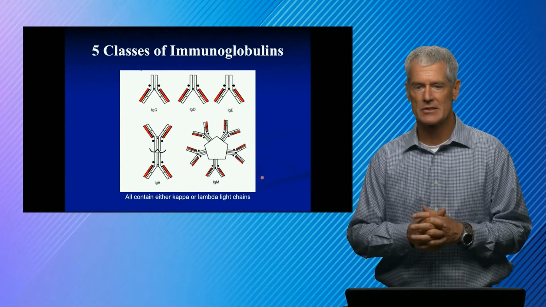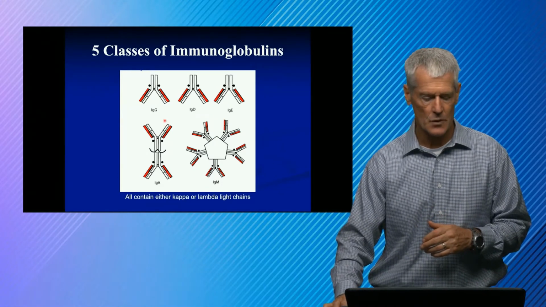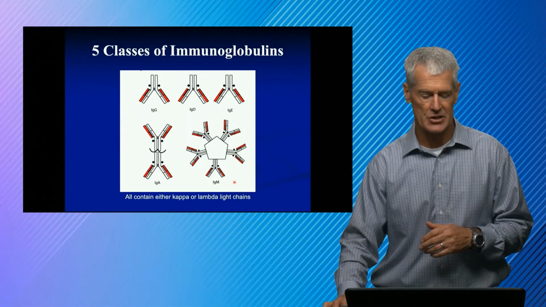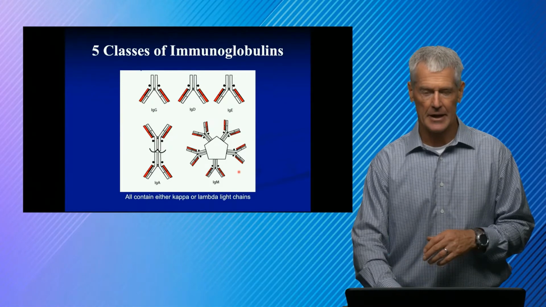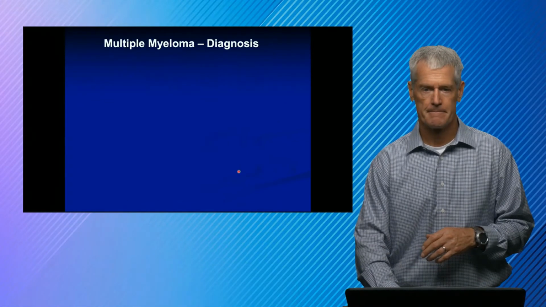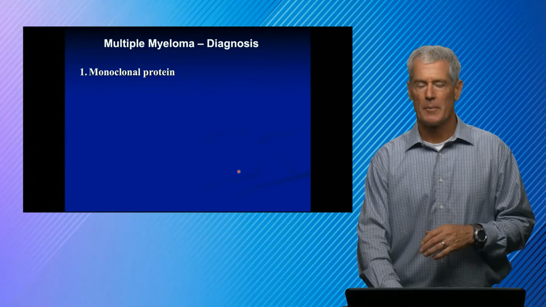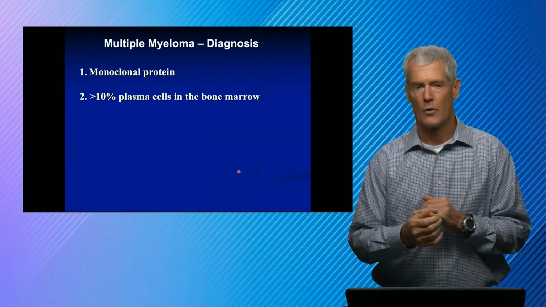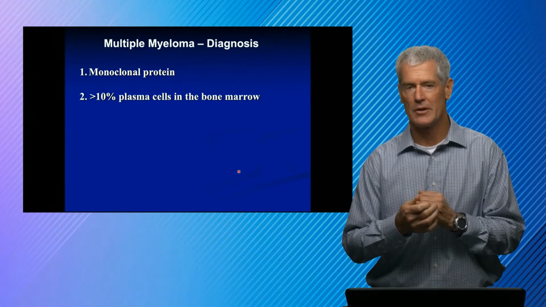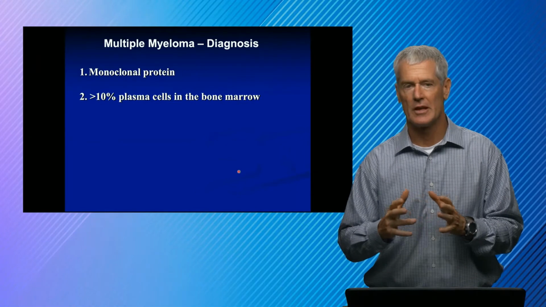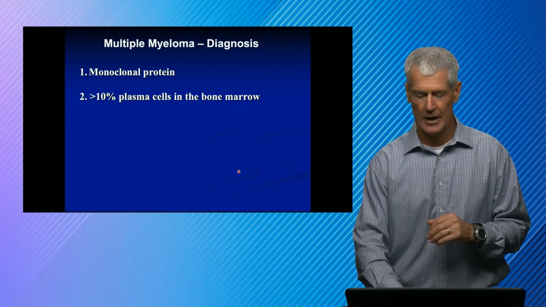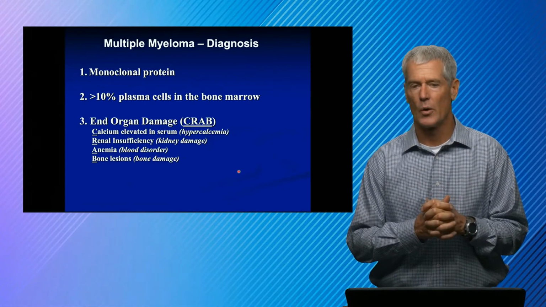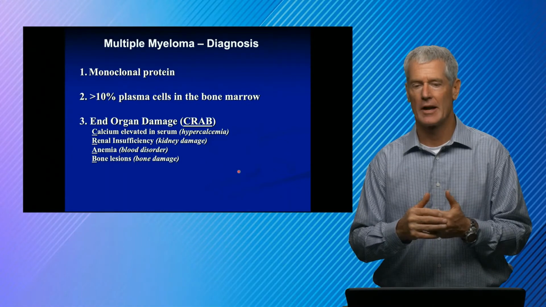So these are the 5 classes of immunoglobulins. For multiple myeloma, IgG is the most common, followed by IgA and IgM. D and E are quite rare. So the diagnosis of multiple myeloma has a monoclonal protein. They would typically do a bone marrow biopsy, and our anatomic pathologists are going to look to see what percentage of the cells are plasma cells, and typically greater than 10% is consistent with multiple myeloma, along with a finding of CRAB. So that's our acronym.